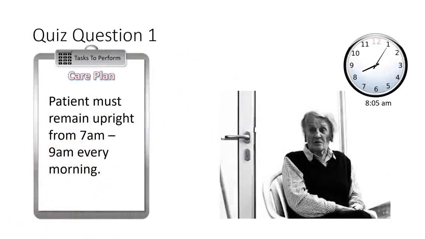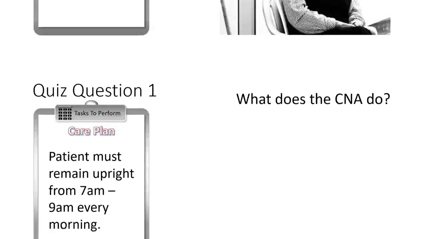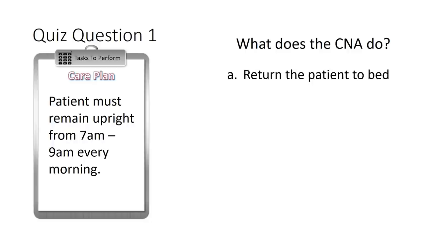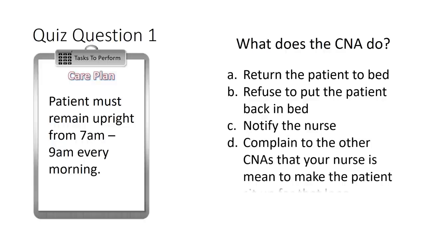The care plan states the patient must remain upright from 7 a.m. to 9 a.m. every morning. It is now 8:05 a.m., and the patient states that she has a backache and asks if you could please help her back to bed. What does the CNA do? A. Return the patient back to bed. B. Refuse to put the patient back in bed. C. Notify the nurse. Or D. Complain to the other CNAs that your nurse is mean to make the patient sit up for that long.